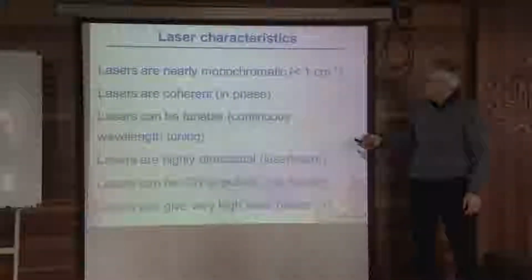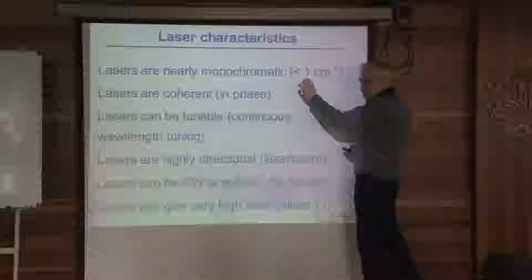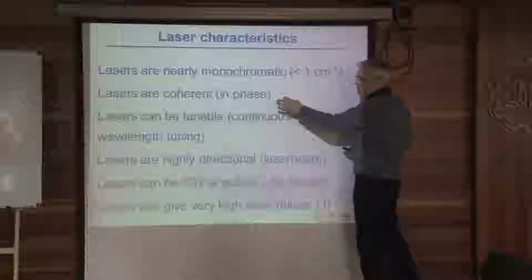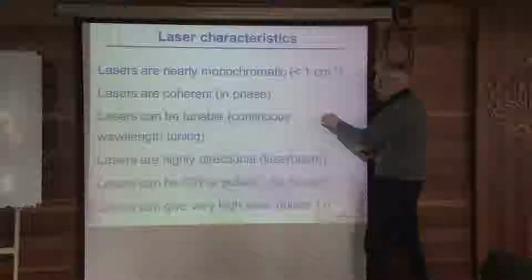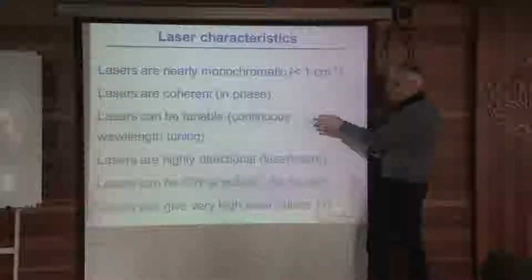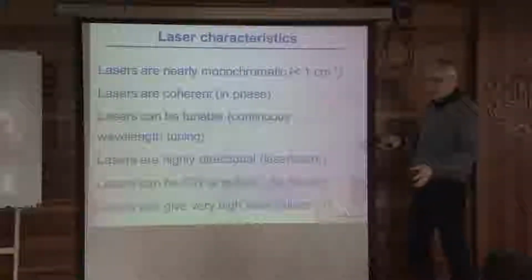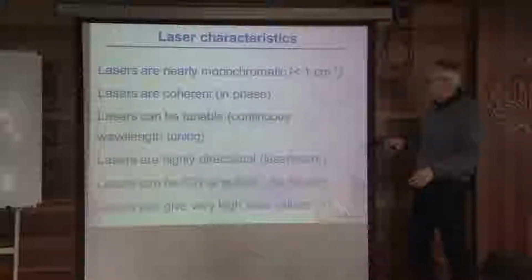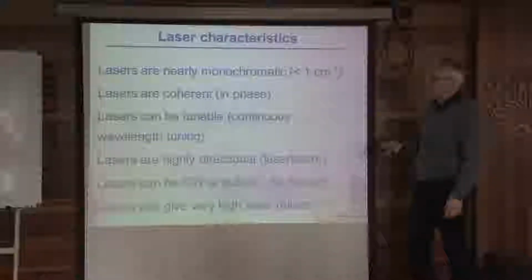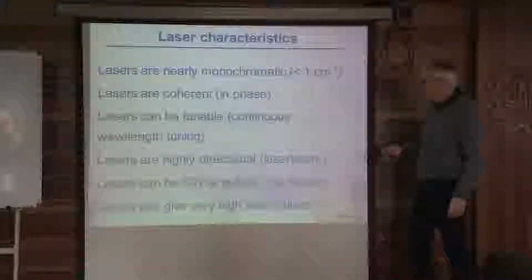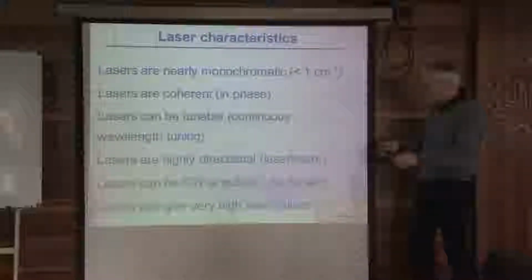And the nice thing with the laser is that it's monochromatic, meaning that you have a very, very narrow line width. It's coherent, meaning that the photons coming out are in phase. Some of them can be tunable. This laser, for example, is at 532 nanometers. It cannot be changed. You cannot tune it. They are highly directional. I can send this 10 meters or even more, and you just get a slight divergence.